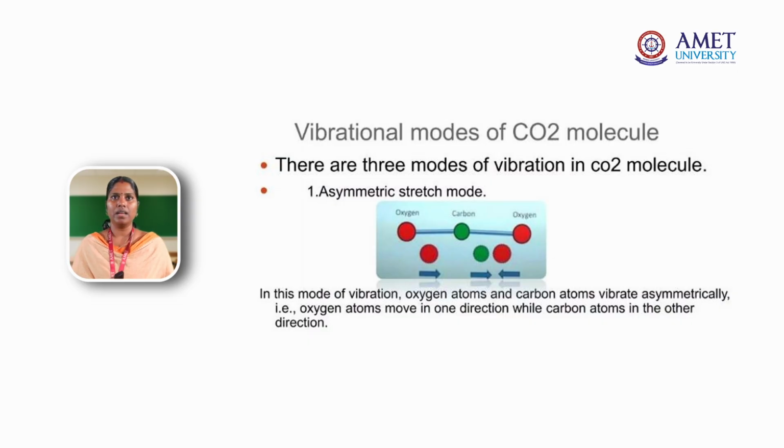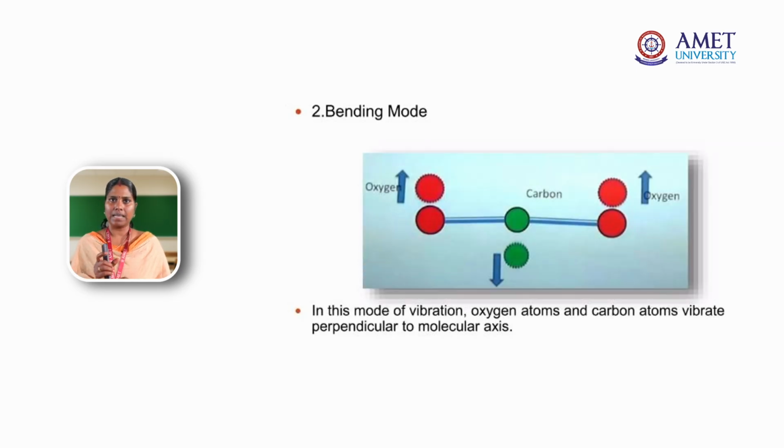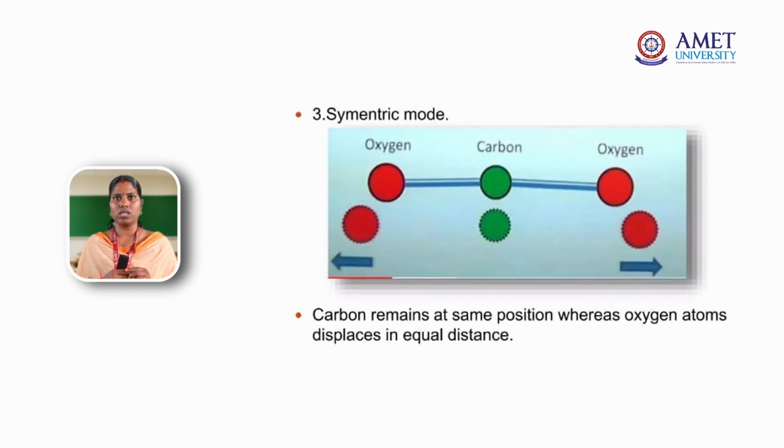By seeing this diagram, you can see that in the symmetric mode the carbon is stable and the oxygen moves. In the bending mode, the carbon is at the center and both oxygens move crosswise, up and down, carbon to oxygen and carbon to oxygen. Similarly, in the asymmetric mode, if the carbon is going rightward, the oxygen will go towards the left. In this case, the symmetric is changing to bending, or the bending is changing to asymmetric, or the asymmetric is changing to symmetric.